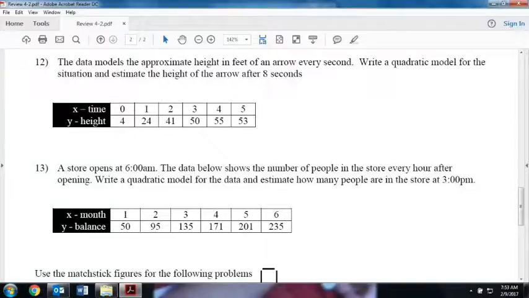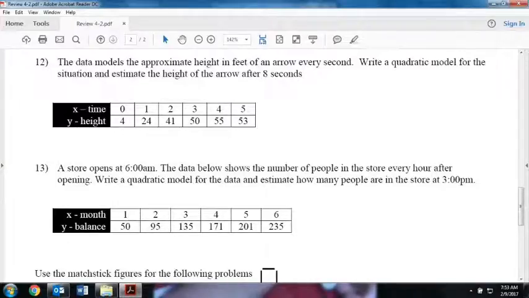All right, numbers 12 and 13. Number 12, they're actually very similar questions. They're just different numbers, really. The data models the approximate height in feet of an arrow every second. Write a quadratic model for the situation and estimate the height of the arrow after 8 seconds.